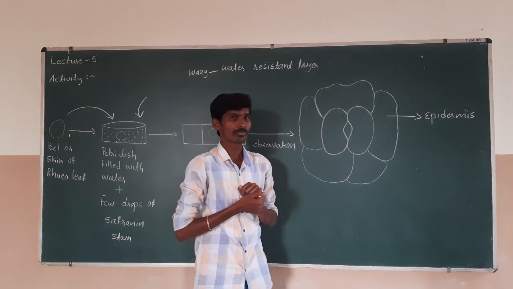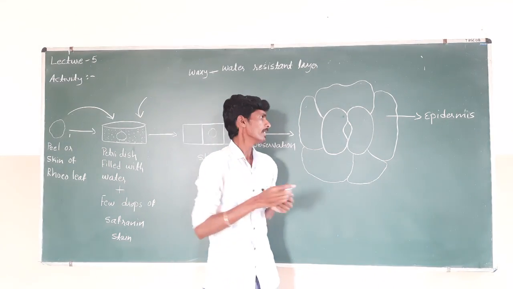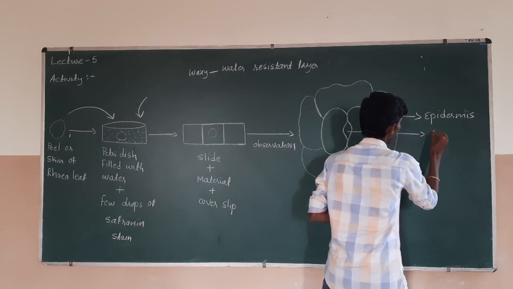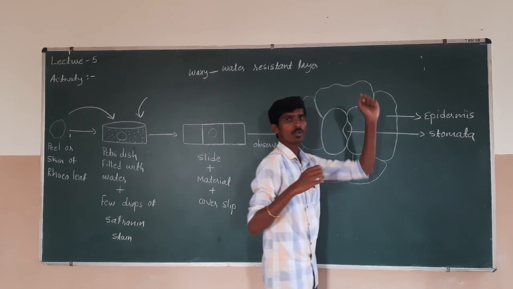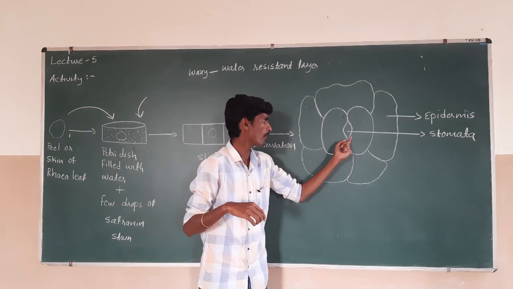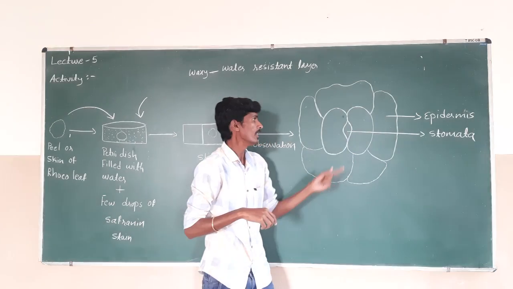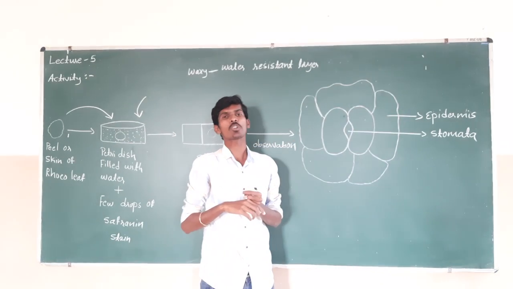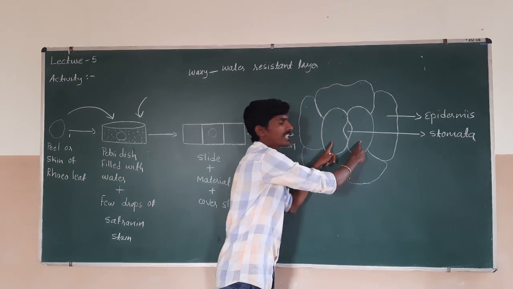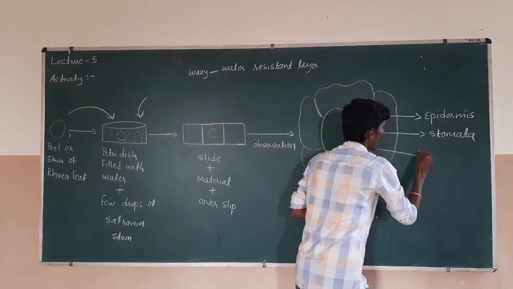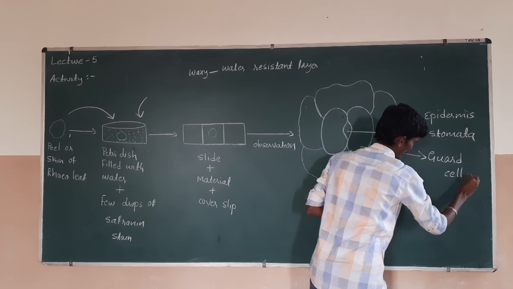Okay, and also, in the epidermis of the leaves, a small pore is present. This small pore is called a stomata. This stomata is enclosed by kidney-shaped structures called guard cells.